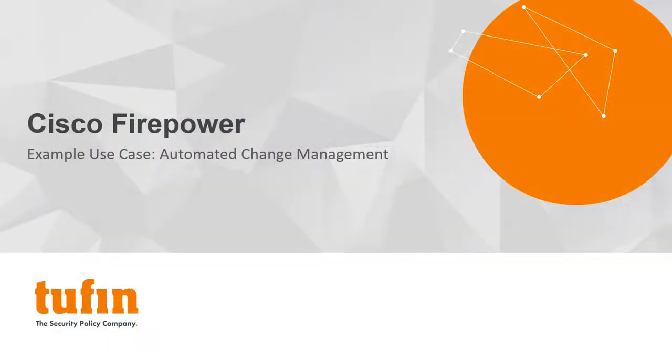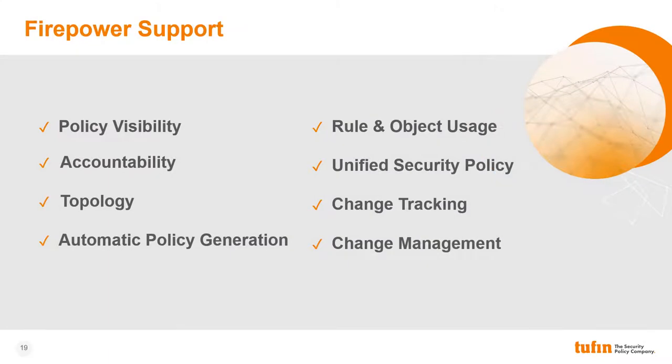The final Cisco network device we'll explore today is Cisco Firepower. You'll notice that our Firepower support is virtually the same as our support for Cisco ASA. Tufin supports visibility, automation, and compliance use cases for Firepower as well. Since we've already touched on visibility and compliance, let's look at our automation use case with Firepower.